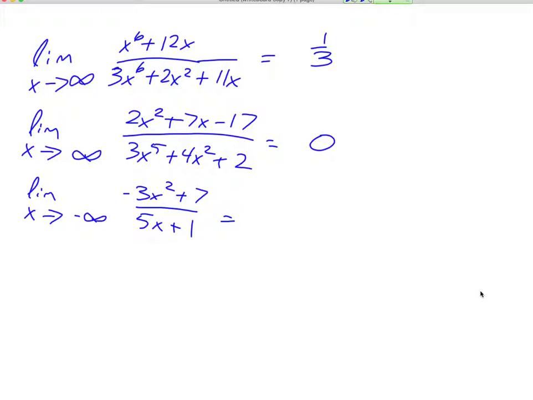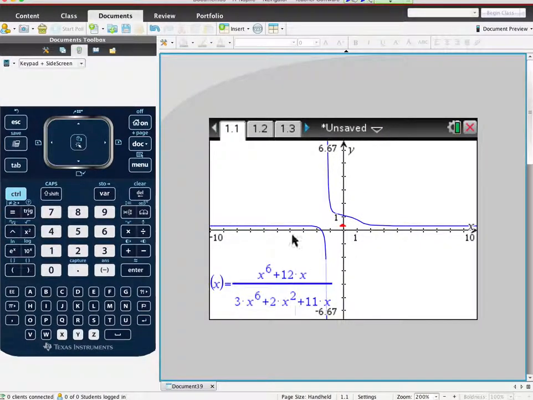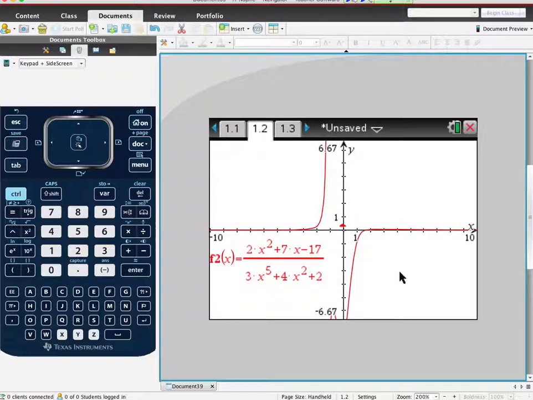I need to look at the highest exponent first. The highest exponent of the numerator is 2, the highest exponent of the denominator is 5. Whenever the denominator exponent is larger, my horizontal asymptote is 0. So if I go to the graph on that one, here's the graph of this one. Notice as I go to the right, as I go to the left, we're both leveling off at 0. So that verifies what we found.